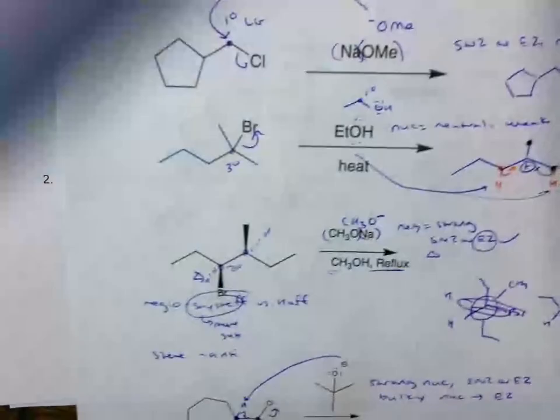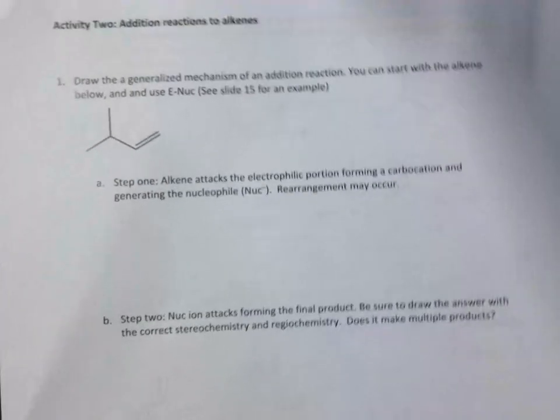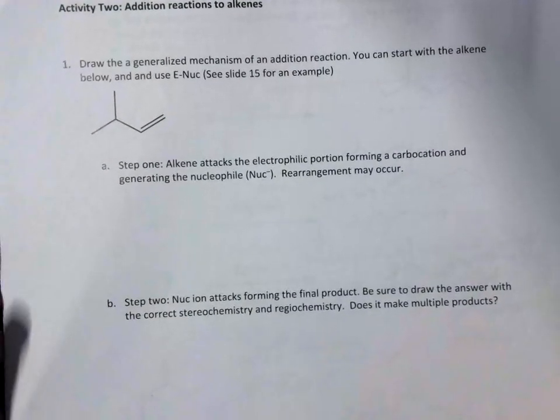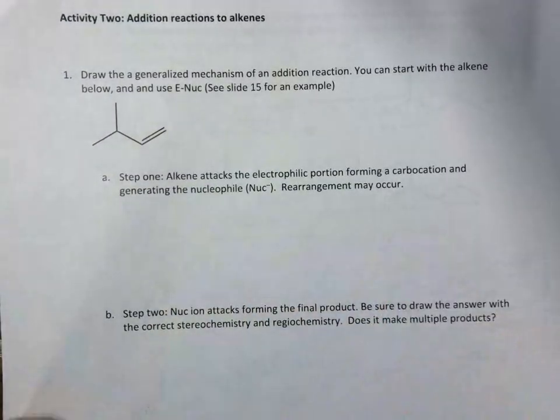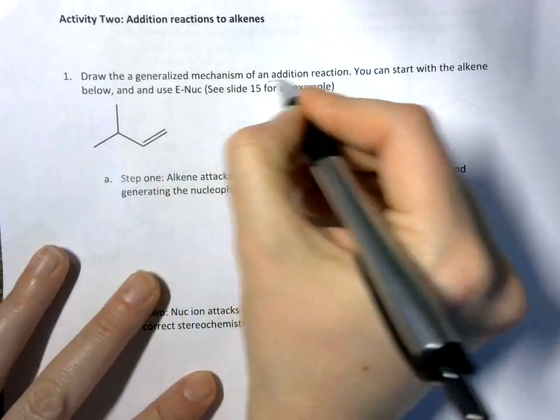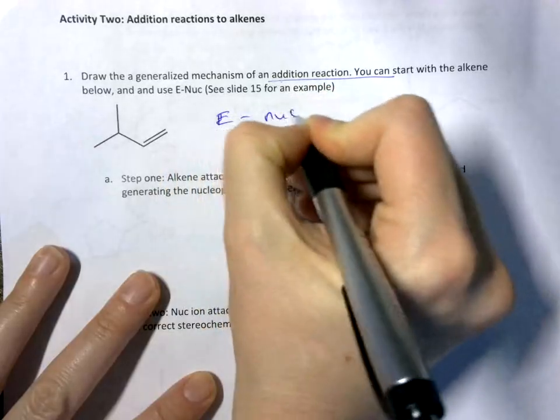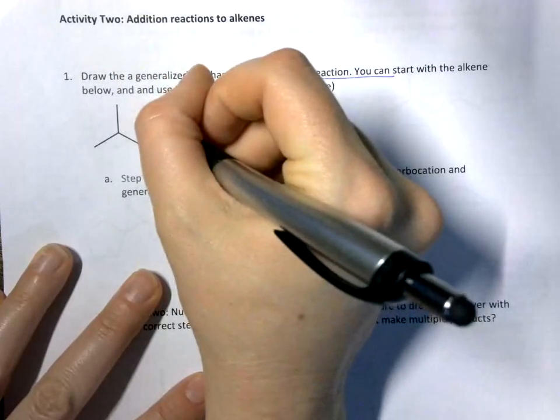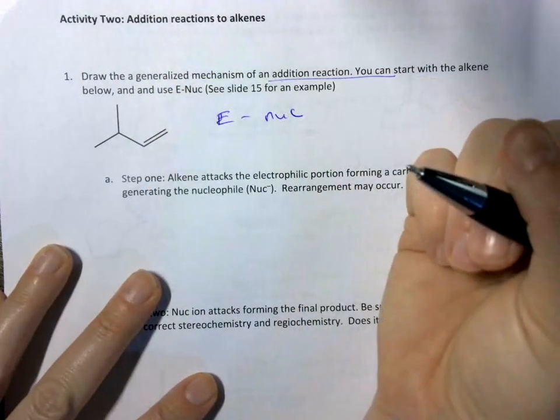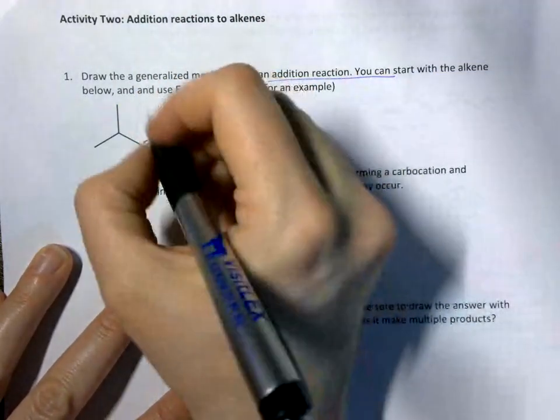Activity 2, addition reactions to alkenes. Okay, so this is moving into chapter 8. So the last one, I just wanted you to practice, if it could be anything, SN1, SN2, E1, E2, how to approach that. But now I'm going to go through the generalized addition reaction. So draw the generalized mechanism of an addition reaction. You can start with the alkene below and use E-nucleophile. And there's a similar one to this in slide 15 of your notes for my students, specifically in the fall of 2024, because I might have changed my notes in the future. But you should find one similar to this in your notes somewhere.